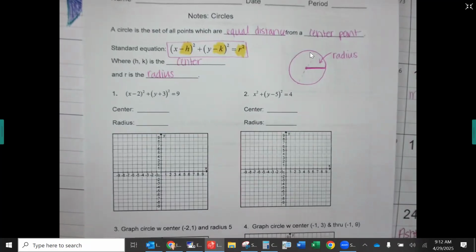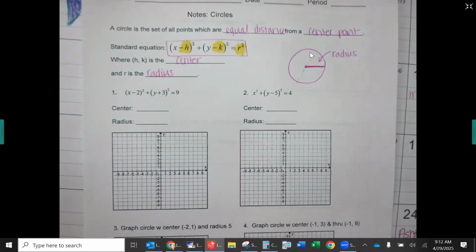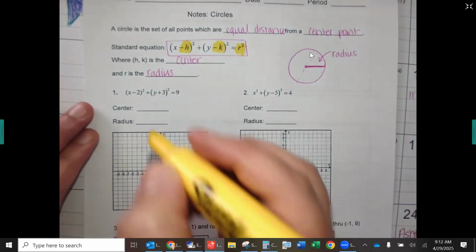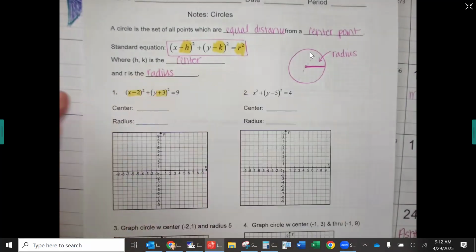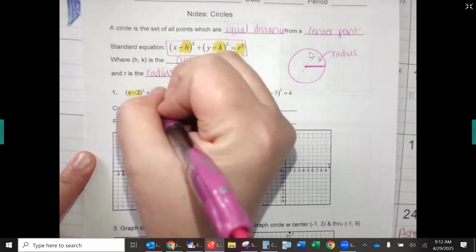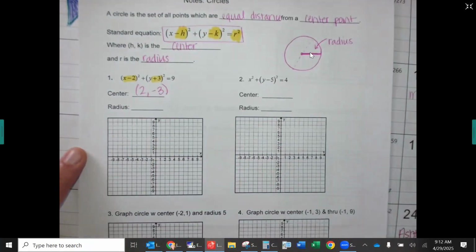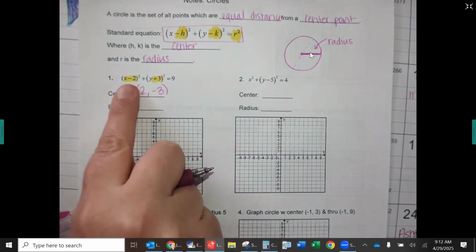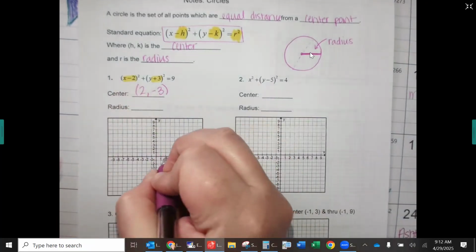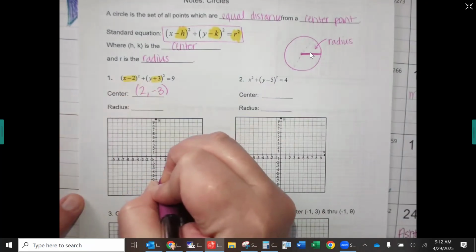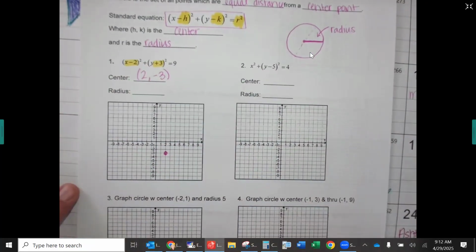Take a look at number 1. The numbers with x and y are going to be the reverse of the actual x and y. So for example, if they put a -2 and a +3, my actual x is going to be +2 and -3. Now, if you remember for transformations, if it's in parentheses, you're always doing the opposite anyways. So that should kind of make sense. If it's a minus, we're really going to go forward 2. And if it's a plus, we're really going to go down 3. So go ahead and plot that center.